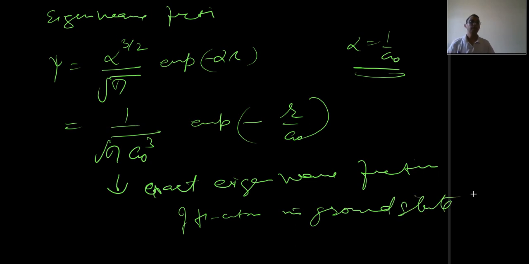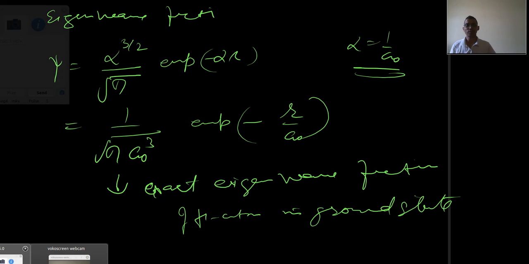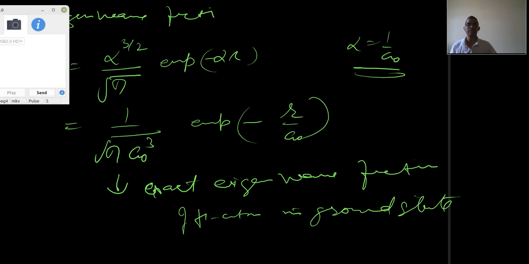So thus we have applied the variational principle to find the total ground state energy and the ground state wave function for the hydrogen atom. That's all for this lecture. In the next lectures I will talk about different other applications of it, that is the variational method.